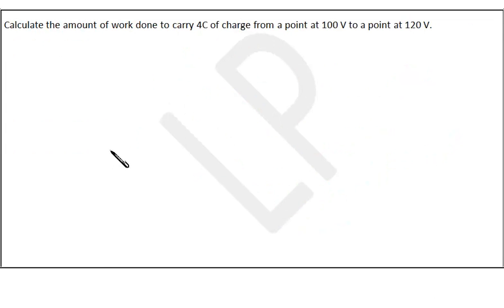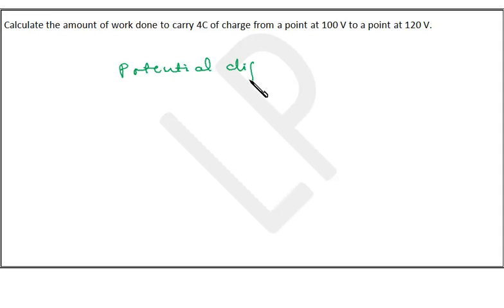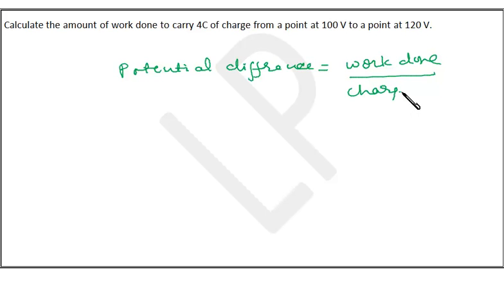Now friends, let's see this question. Calculate the amount of work done to carry 4 coulomb of charge from a point at 100 volt to a point at 120 volt. Now what is the definition of potential difference? I just write it over here. Potential difference is equal to work done by charge moved. That is the amount of charge that's moved.